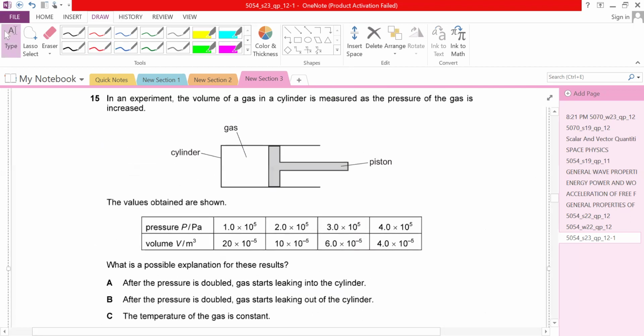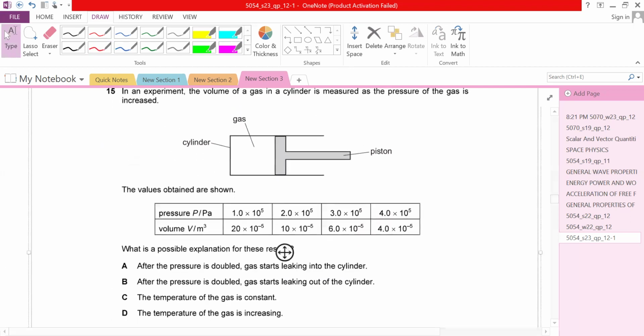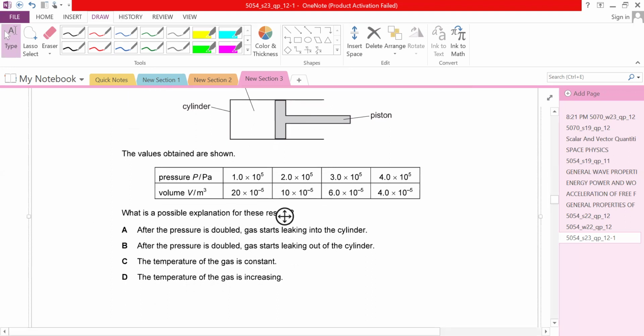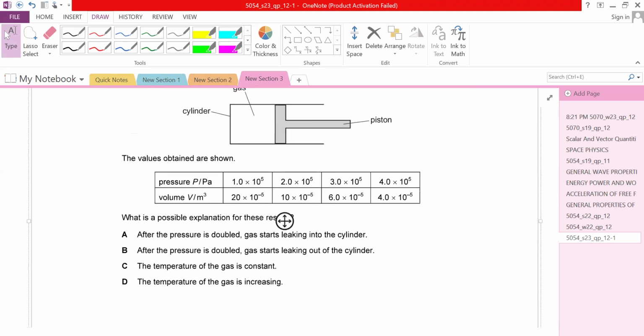Question number 15. In an experiment, the volume of gas in the cylinder is measured as the pressure of the gas is increased. The obtained values are shown. This is the graph that shows the obtained values.